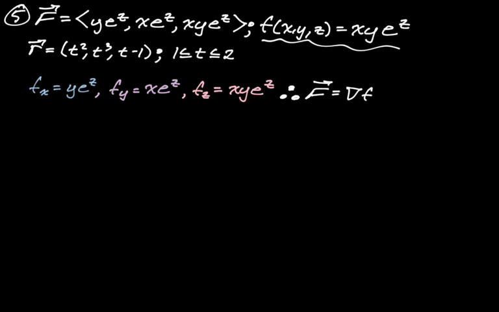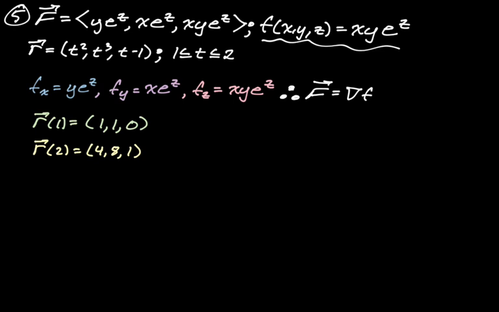So we're starting at r of 1. So we're taking 1 and plugging it into r. That gives us 1, 1, and then 1 minus 1 is 0. Then we're going to take 2 and plug it in, and we will get 2 squared, 2 cubed, 2 minus 1, so 4, 8, 1.